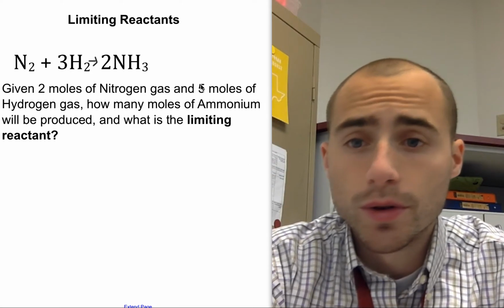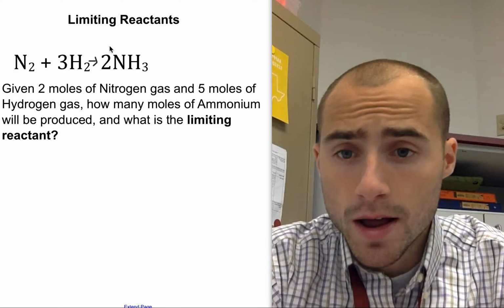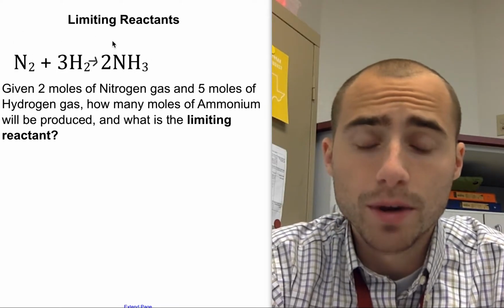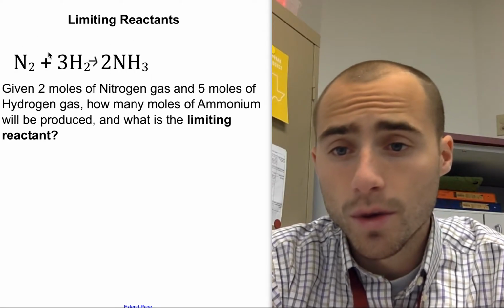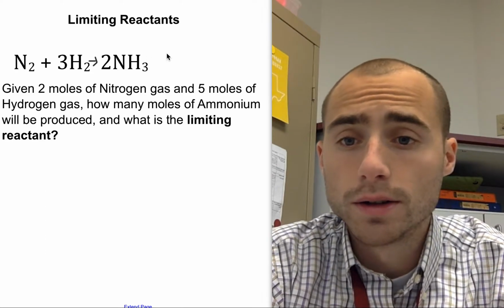Hey everybody, today we're going to look at limiting reactants. A limiting reactant is whatever reactant on the left side of your equation controls how much product can actually be made, because unless you have an exact ratio, one of these reactants is going to run out before the other one runs out.